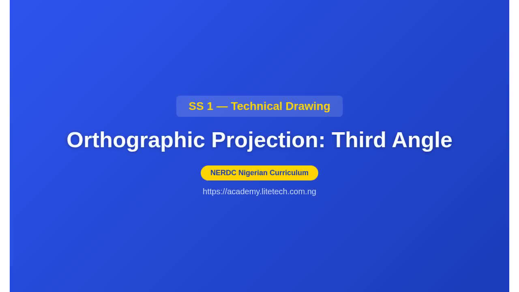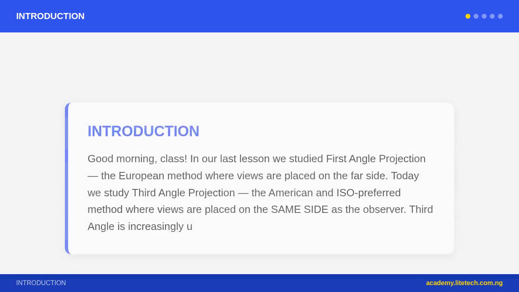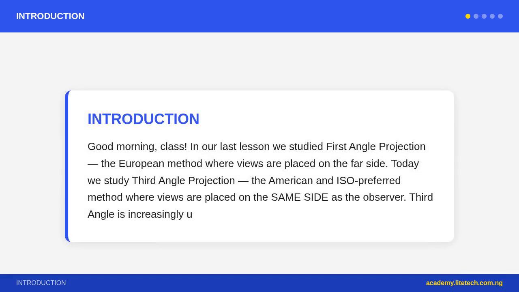Good morning, class. In our last lesson we studied first angle projection, the European method where views are placed on the far side. Today we study third angle projection, the American and ISO preferred method where views are placed on the same side as the observer.